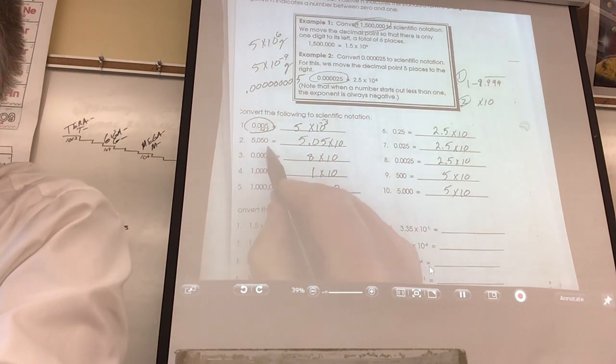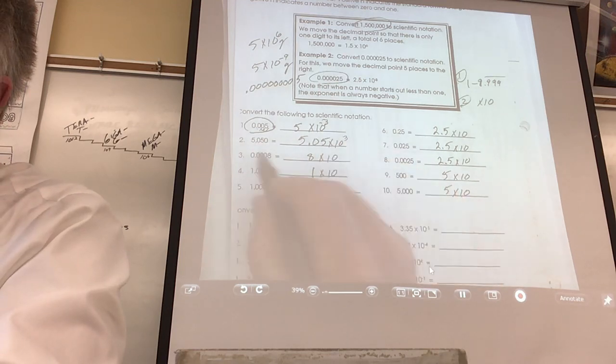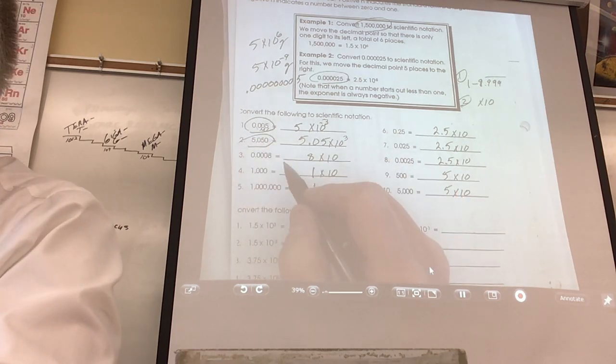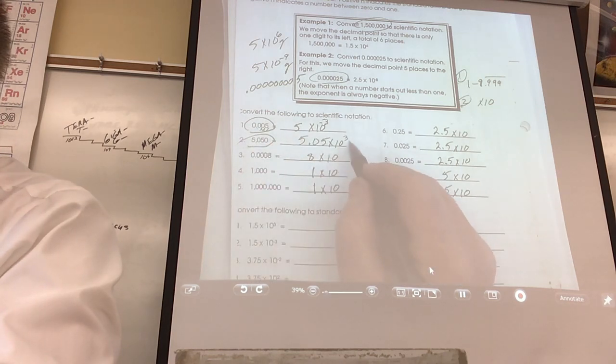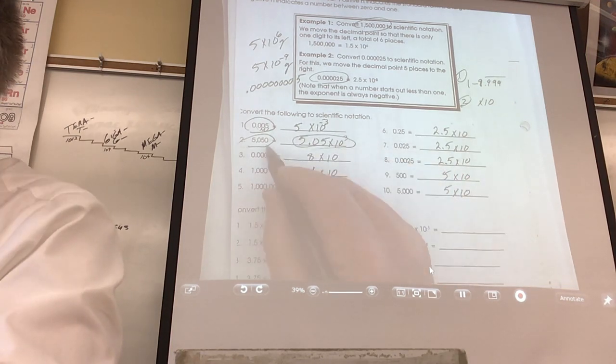Ready? How many places did you move the decimal? 1, 2, 3. What kind of number is this? Big. Then what do I do with this? Keep it. That's big. This is a big number, isn't it?